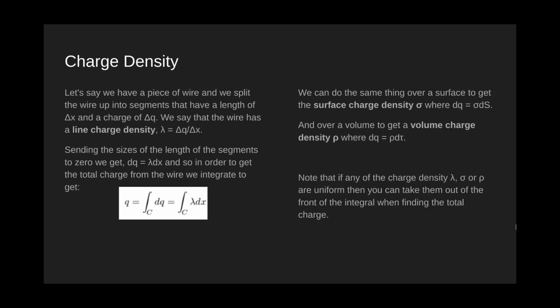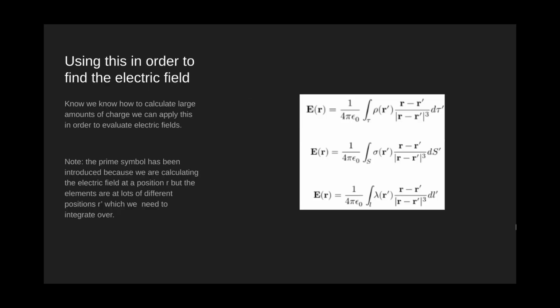So as we mentioned, we just have to integrate to get the total charge in the surface or in the volume. Let's say that our line charge density, surface charge density, or volume charge density is uniform. That means we can take it out of the integral, so we get Q equals lambda times the integral of dx. That's only if the charge density of whatever we are testing is uniform. So in order to then put this back into Coulomb's law and the electric field, they are on the right here.